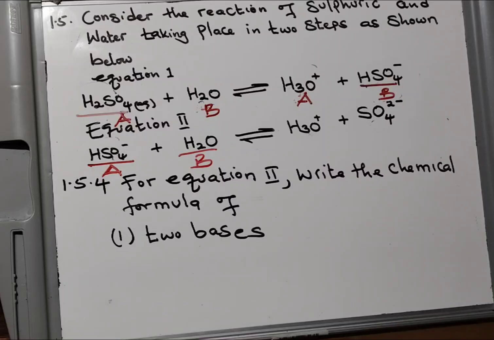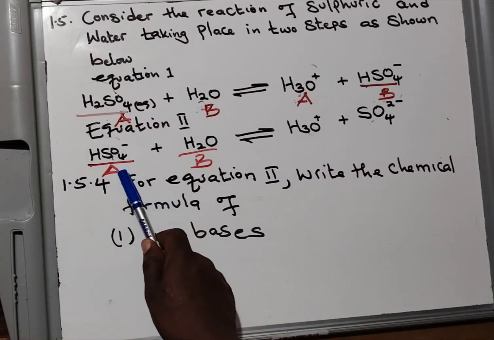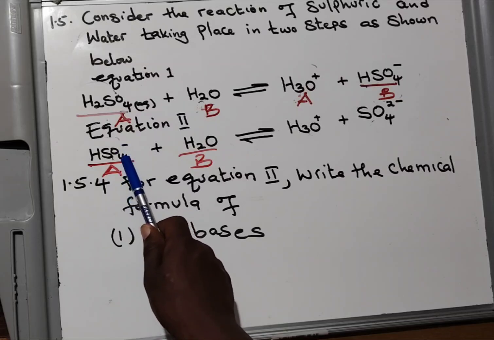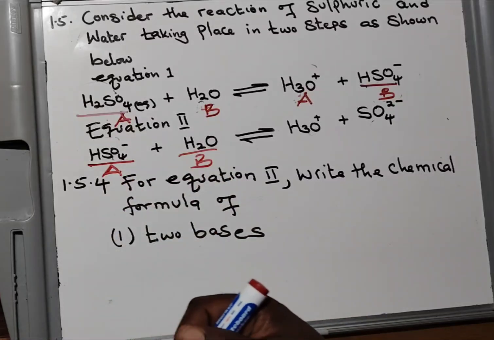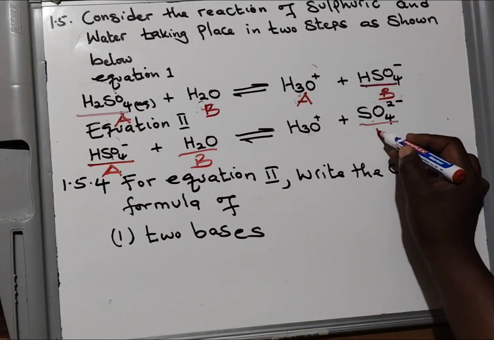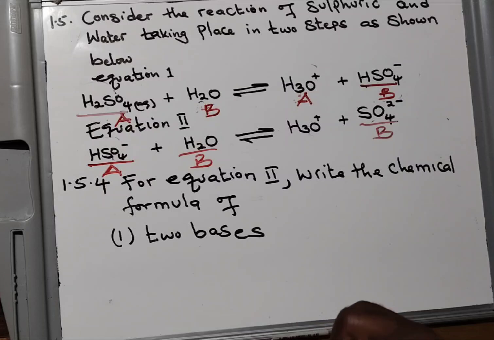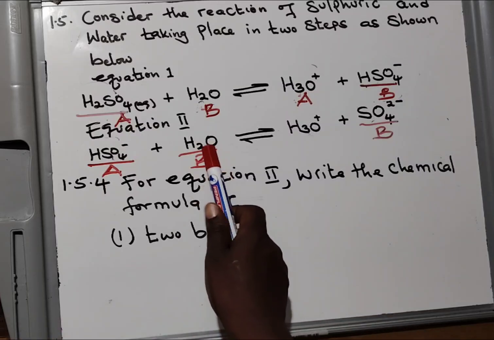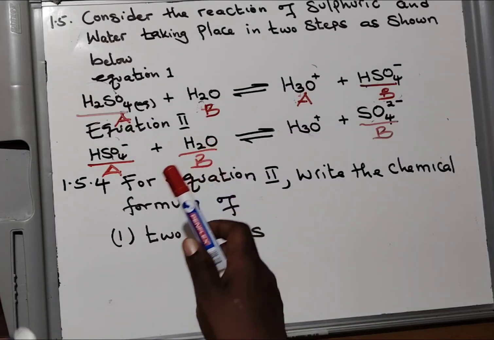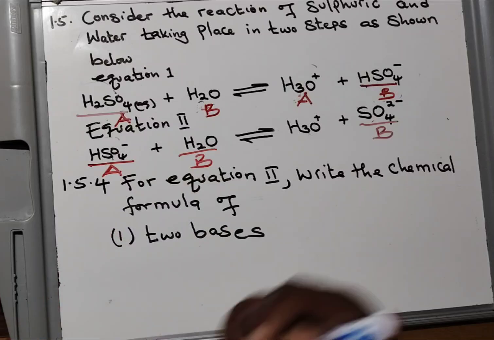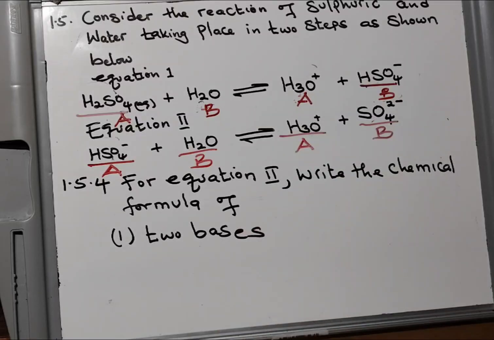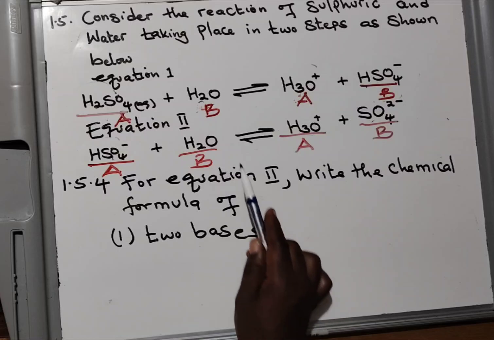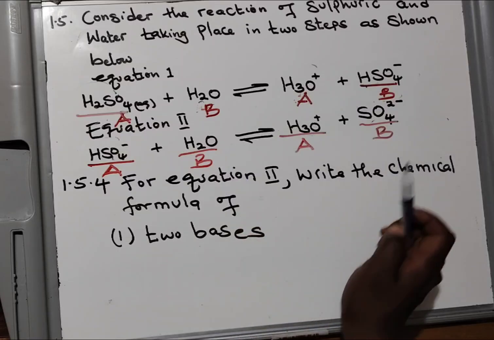Now, you have to know that if this is the acid, the one which has one less hydrogen is supposed to be its conjugate base. So which is this one? So this is the base. And if this is the base, the one which has one extra proton is going to be its conjugate acid. And this is it. So what are we going to give for this answer? The two bases are already identified. It's going to be water and sulfate ion.